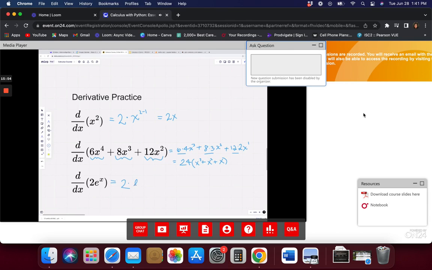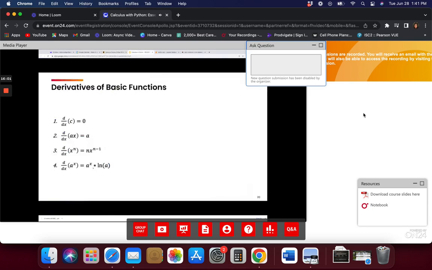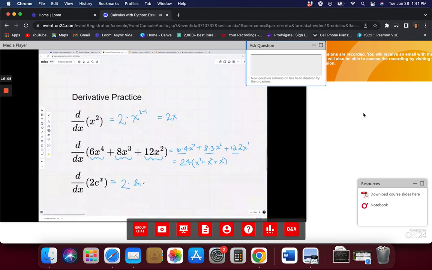And then here, the typical rule is a to the x times the natural log of a. So here we'll do that in the same order. So e to the x times the natural log of e, as I mentioned, and as DL pointed out, due to the magic nature of e, this just equals 1. And so then we're just left with 2e to the x.